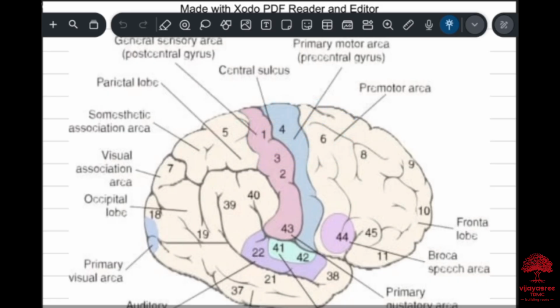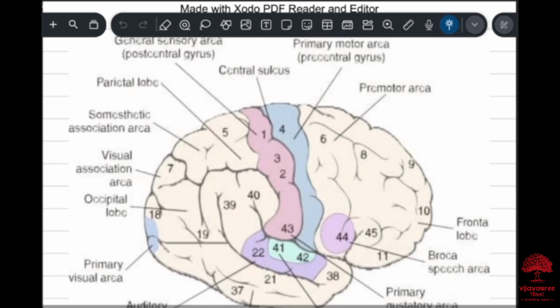Then area number 8, which is the middle frontal gyrus. This forms the frontal eye field. Its function is voluntary conjugate eye movements. Then the inferior frontal gyrus, that is area number 44 and 45, which forms the Broca's speech area. It functions in maintaining the motor speech. This is very important. Area number 44 and 45 is Broca's speech area.